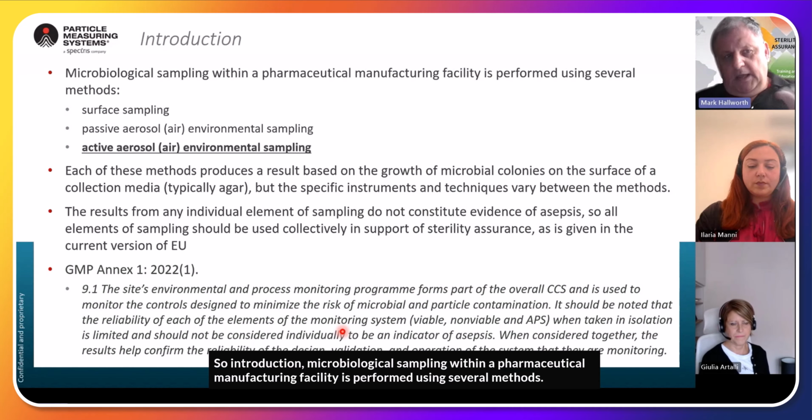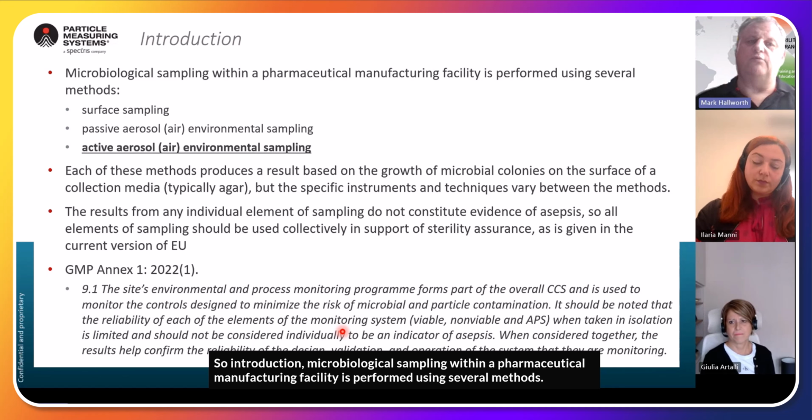So, introduction. Microbiological sampling within a pharmaceutical manufacturing facility is performed using several methods. Surface, passive air, that's your settle plates. And what we're going to look at here is that active air environmental monitoring sample. And each of those methods will produce a result based upon the growth. So this is traditional growth of the species on either specific media, typically agar, and using very specific instruments and techniques. And how you take those samples really does depend on the location of the sample and the equipment that you're using.